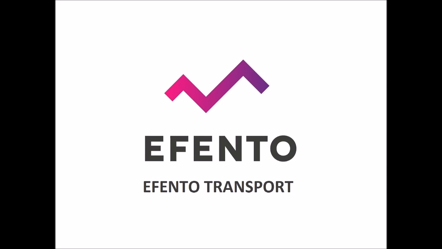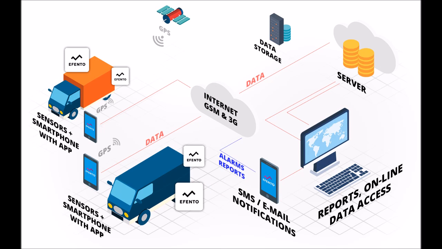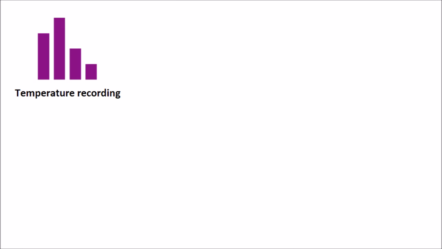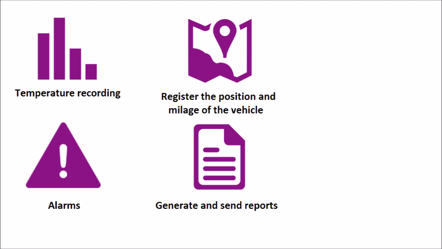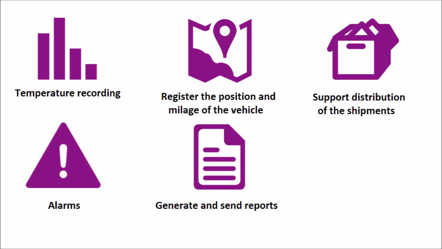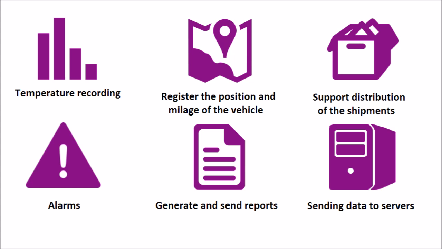Efento Transport is a flexible system for monitoring and recording temperature in transport, composed of wireless temperature sensors functioning together with a free application available for Android phones. The dedicated application installed on the mobile device running the Android system enables users to record temperatures of transported products, get alarms when temperatures exceed preset thresholds, register the position and mileage of vehicles, generate and send reports to recipients, support distribution of the shipments, including code scanning, and send data to the servers of shipping agents.